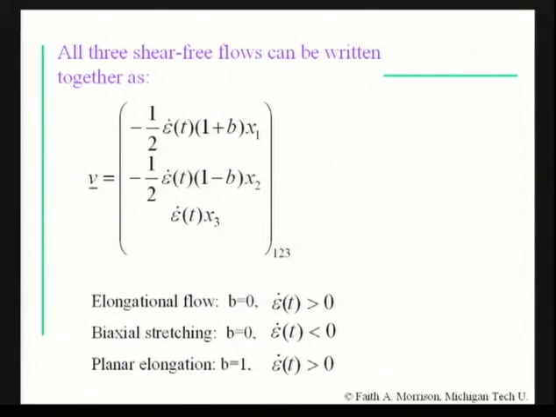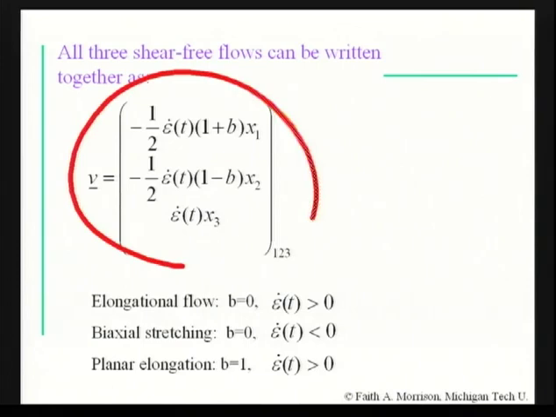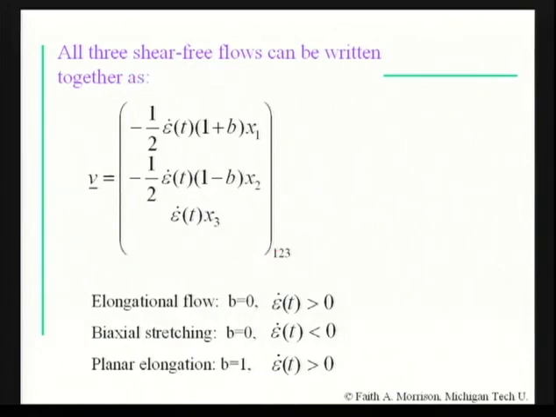We can summarize these 3 flows all as one vector just for convenience. So all 3 of the elongational flows can be summarized like this. Elongational flow, the B is 0 and the deformation is positive. The biaxial, the B is 0 and the deformation is negative. And for the planar elongation, B is 1. This becomes a 2. This becomes a 0. And the deformation is positive. So this is just nomenclature here.